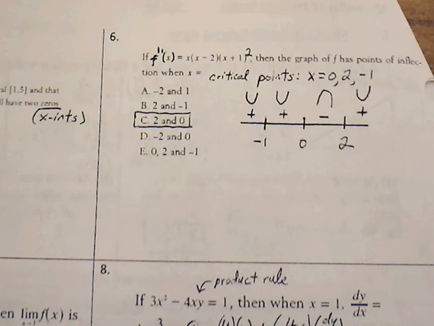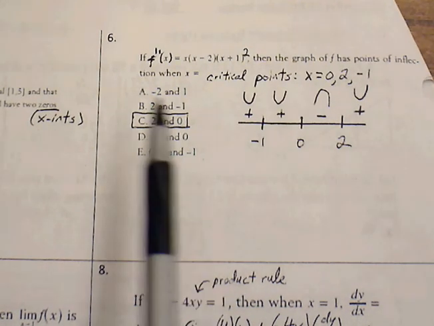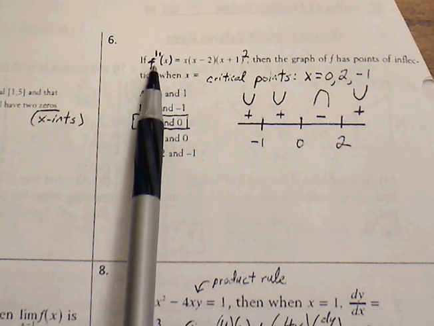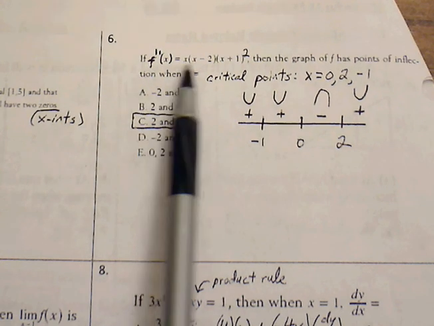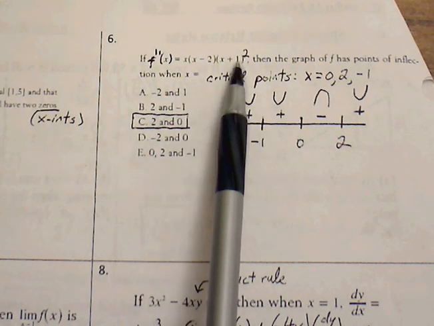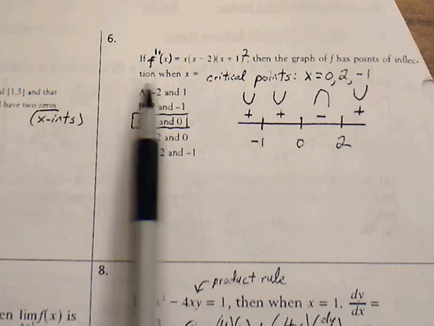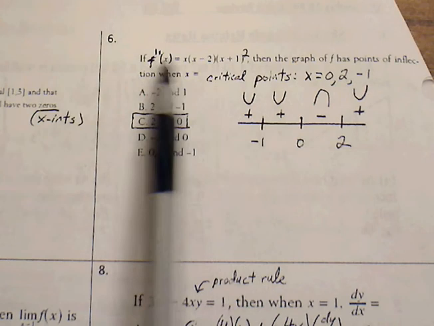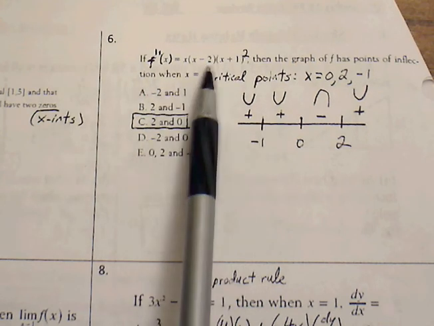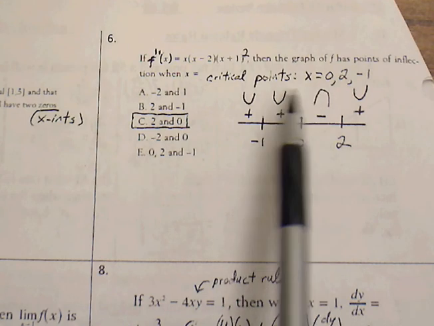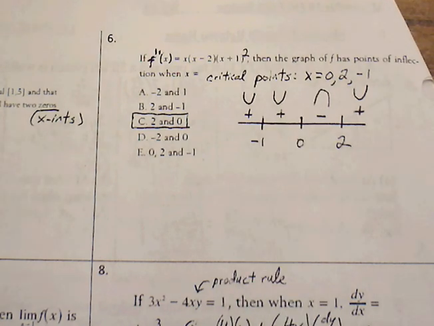Okay, number 6. I know this didn't quite show up very well on the review sheet, but this should be the second derivative. The second derivative is given by x times (x minus 2) times (x plus 1) squared. Then the graph has points of inflection when x equals... So we already have the second derivative. We can find the critical points by setting each portion equal to 0. So we get critical points at 0, 2, and -1.